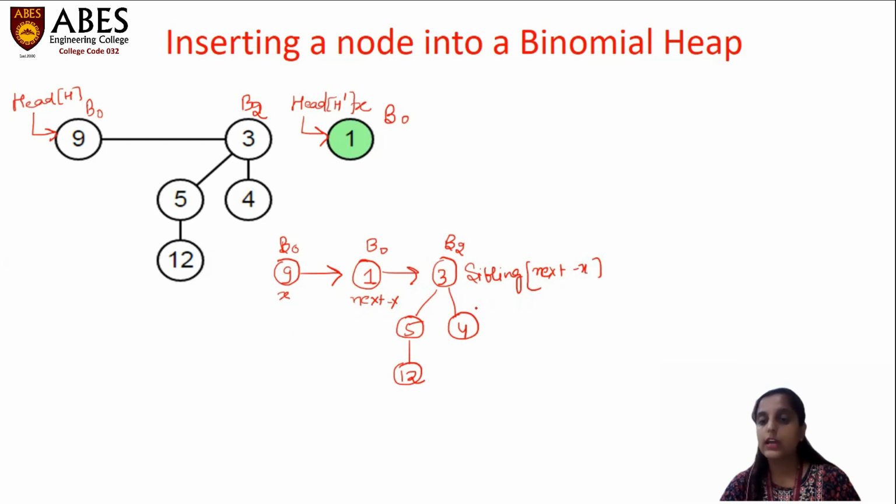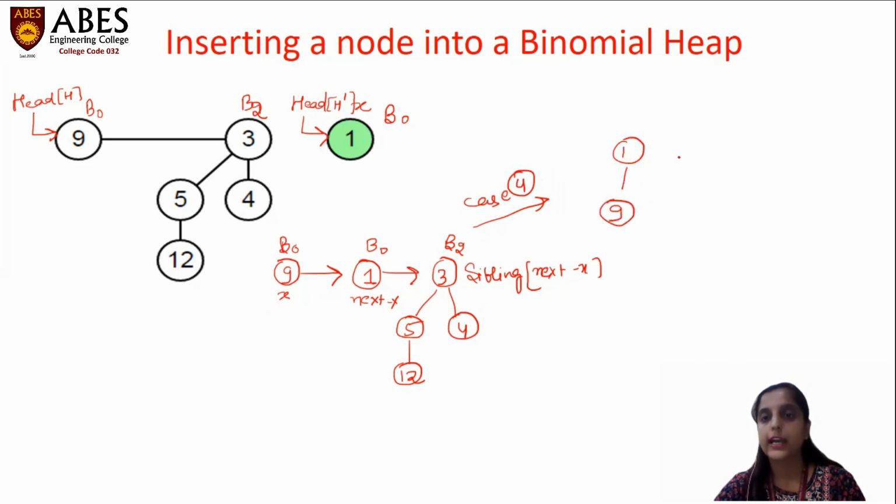Now for case 3 and case 4, we also have to check the keys of x and next x. So here we can see the key of x is greater than key of next x. So obviously case number 4 is appropriate for this particular scenario. So we're going to remove this x from the root node and we're going to attach it to the next x in this way. So how you're going to attach it will become 1, then it will become 9, then we have here 3, 3 is 5, and here we have 4, and here we have 12.